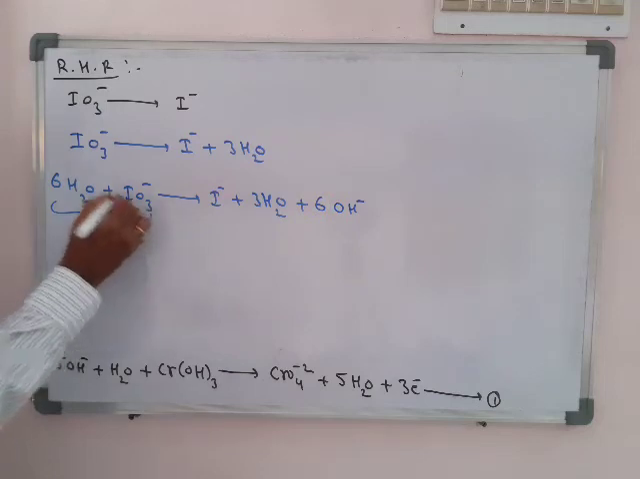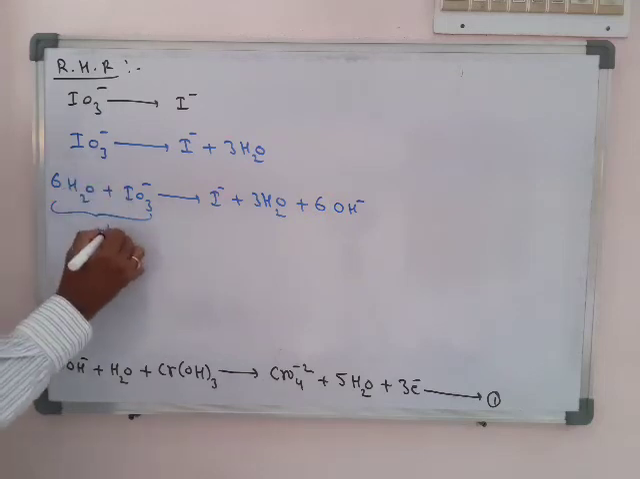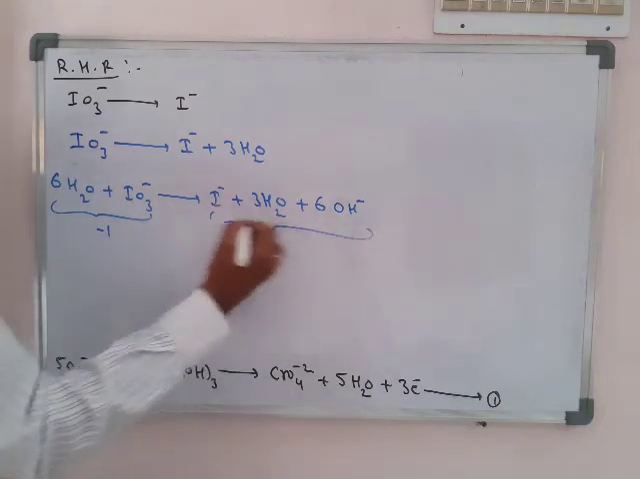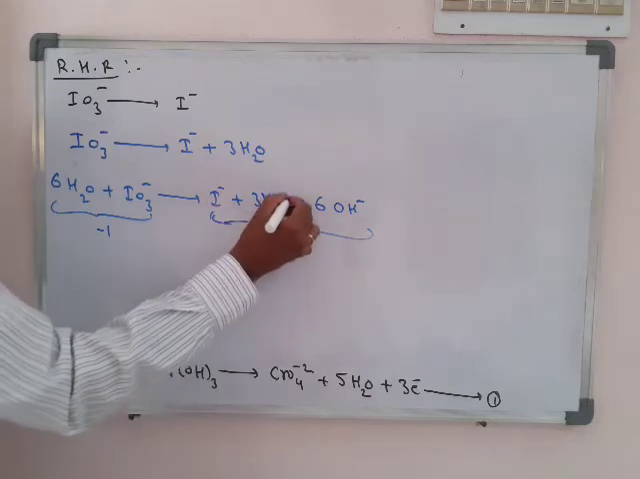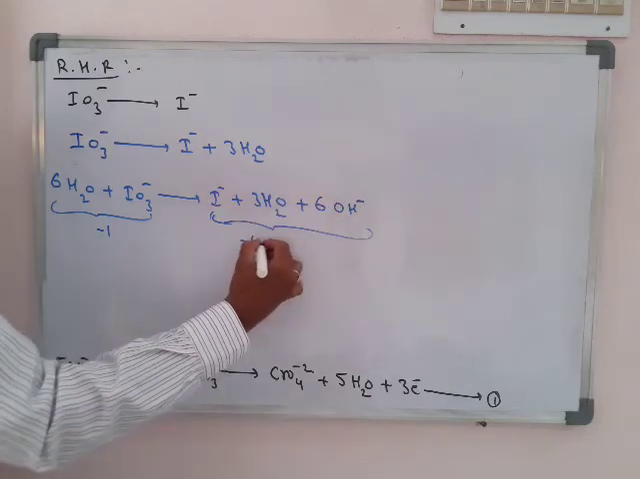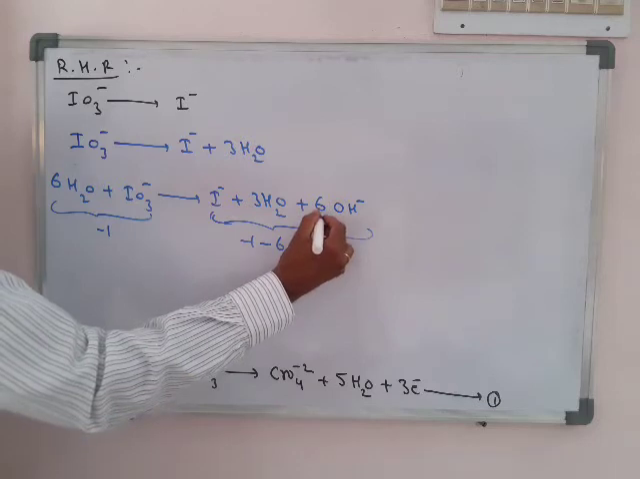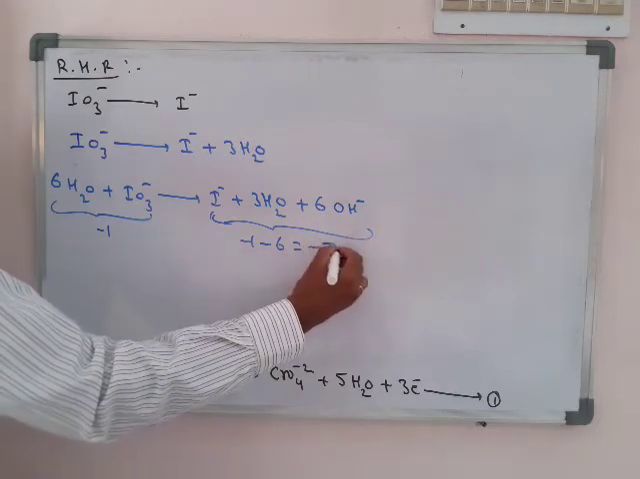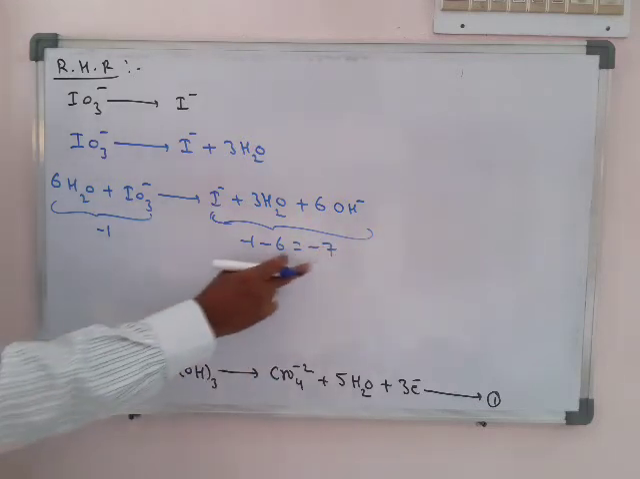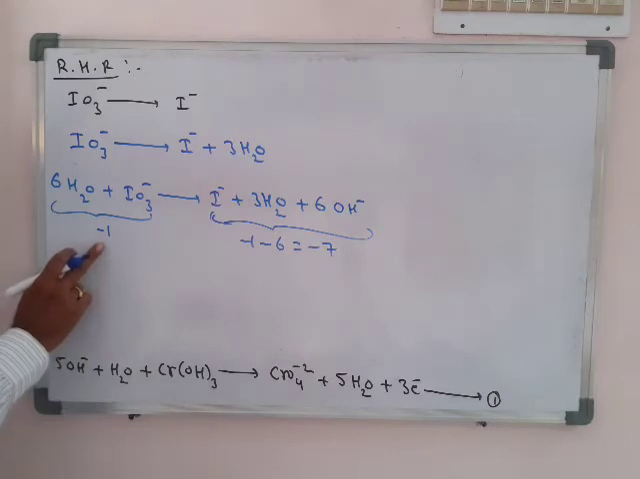So what is the charge? H2O has charge 0. Here minus 1. So what is the discharge? Here I has minus 1. H2O 0. OH minus 6 units, so minus 7. Minus 1, minus 7. Minus 7 is greater than minus 1 by 6 units, so add 6 electrons.